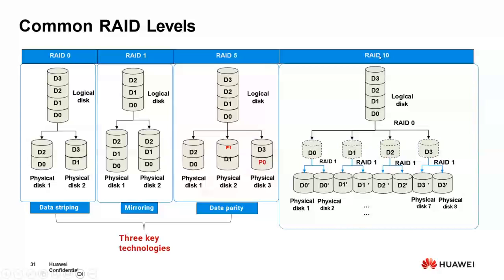RAID 10. RAID 10, as we said, is a combination of 0 and 1. Or let me say 1 and 0, because you have to do 1 first in this case before you do a 0. Okay? Now, this is 1 and this is what? 0. In 1, we simply do what? Mirroring.